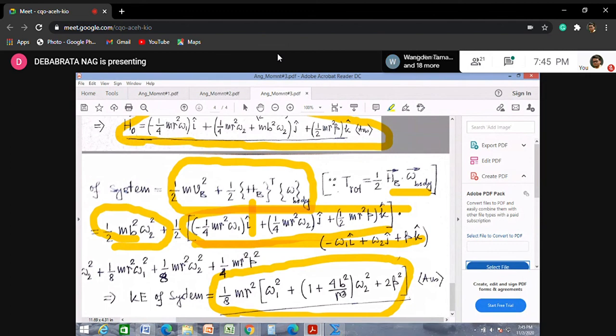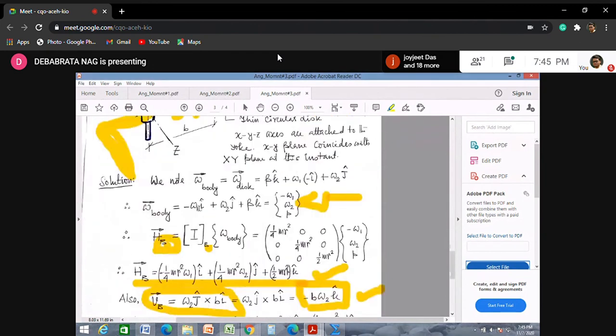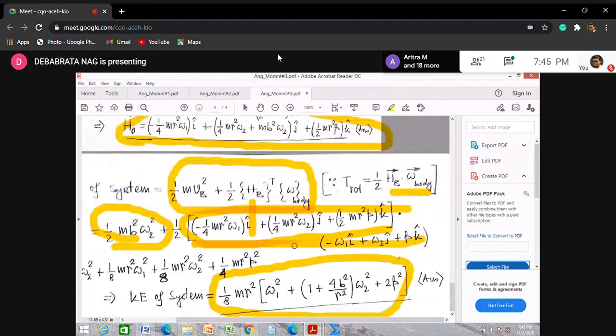So you see that in this equation, if you make your omega 1 to be 0, all the expressions that you are getting, just make omega 1 zero, you will be getting the result for problem number 1. Similarly here as well, if you make omega 1 zero, you will be getting the result of problem number 1, because both the problems have the same geometry.